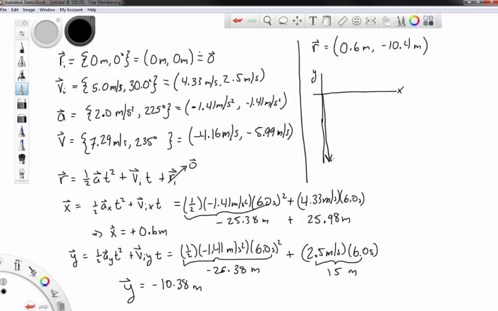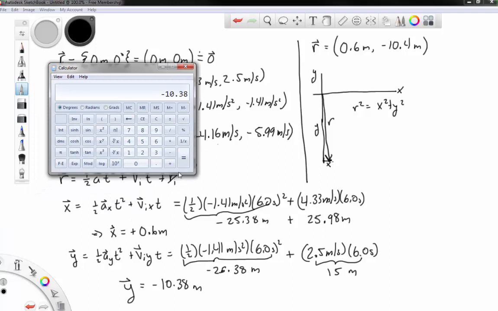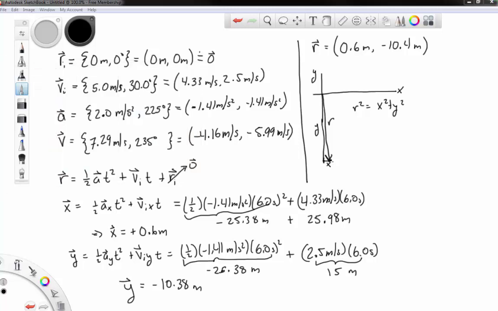And the triangle is going to end up being this thing with a tiny base. So here's x, here's y, here's r. R squared is x squared plus y squared. This is almost certainly just going to end up being 10.4 again. So square this guy, add to it the x part squared, take a square root, it's still 10.4. So r is about 10.4 meters.